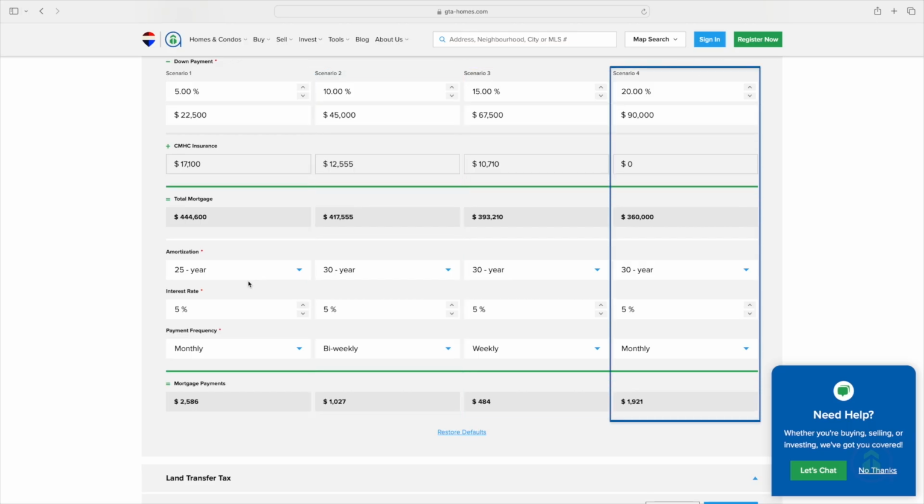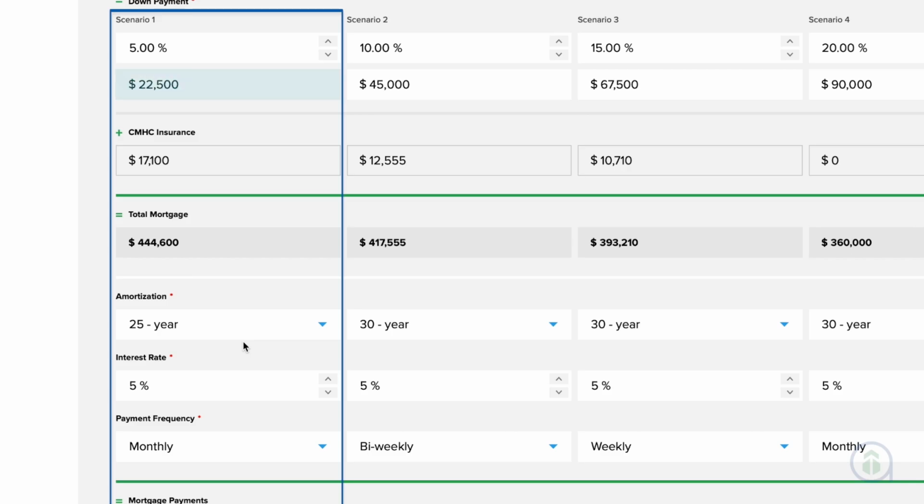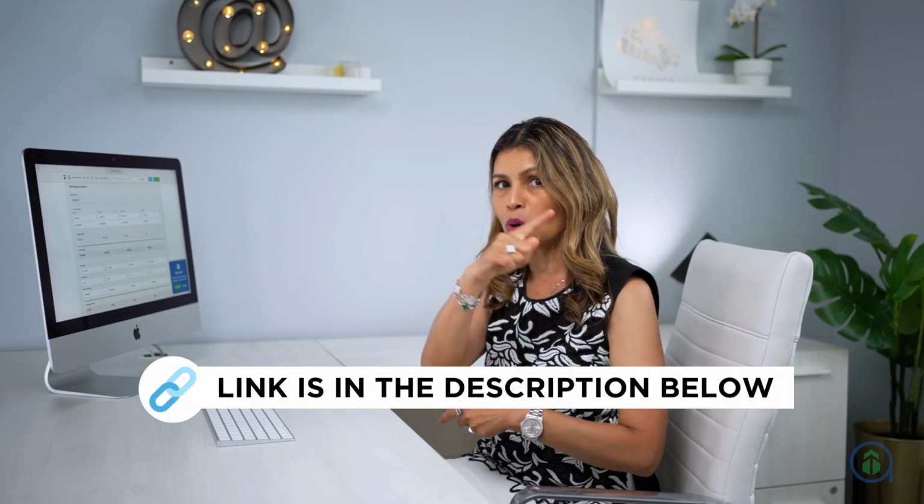Fourth scenario is 20%. Let's just look at the first scenario because I'm a first-time home buyer and I'm purchasing a home of $450,000 and I'm putting 5% down. So of course, I'm gonna see the first scenario. I'm gonna put 5% down and the minimum down payment is $22,500. I'm gonna be paying CMHC insurance, which is part of my closing costs. And for you to learn about what CMHC insurance is, click on the links below to watch that video.